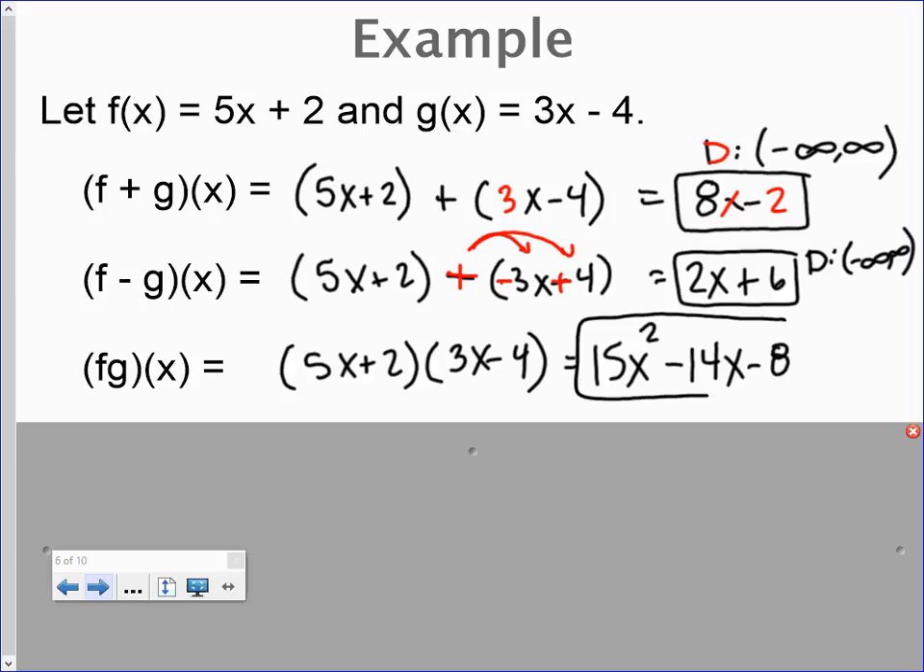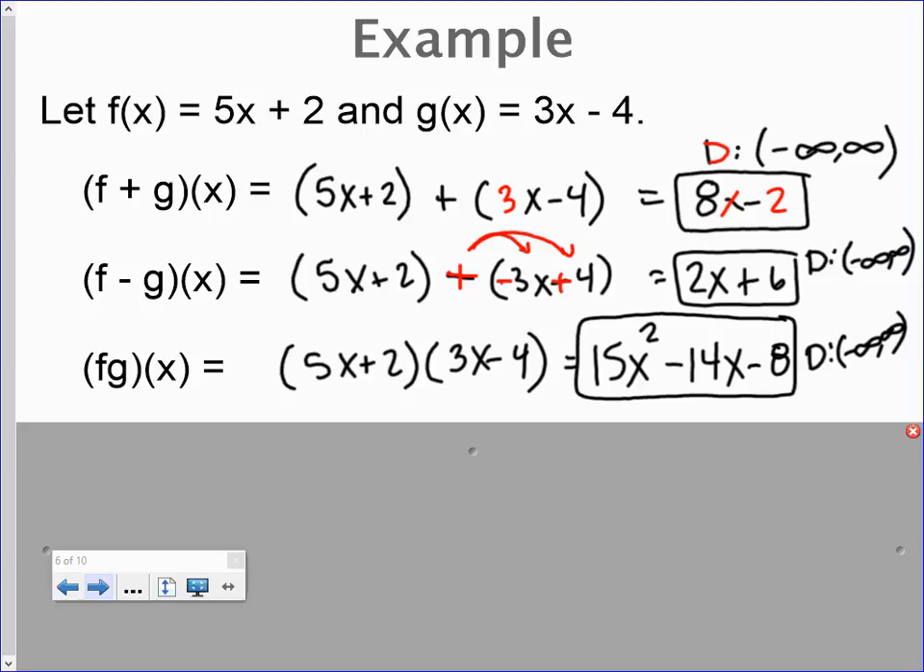So by multiplying those, I come up with something that's quadratic. What should be the domain for that quadratic? All real numbers. Okay. It doesn't get very exciting in terms of domain for these unless you have something that already has a restricted domain, like a radical function, a square root function. You can't take square roots of negatives, so that's going to come into play. But normally there's not a whole lot of excitement there.